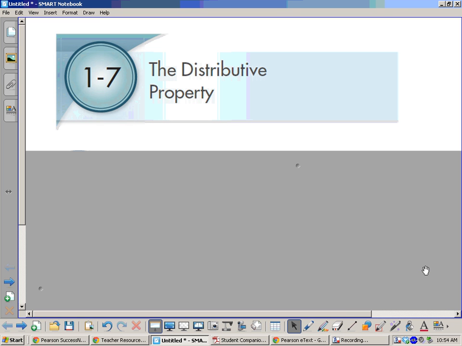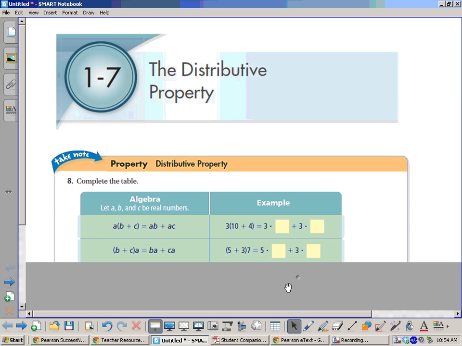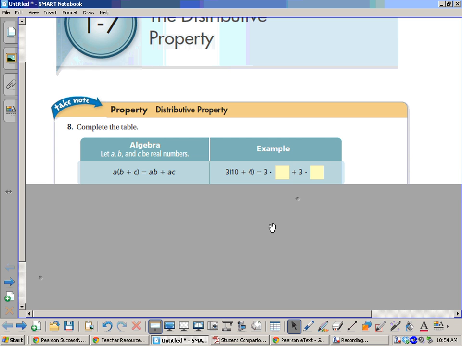Good afternoon, class. Today we're going to do section 1.7. It's going to involve the distributive property, so a little bit of a refresher, but we're going to add some advanced things to it today. So here's the distributive property.